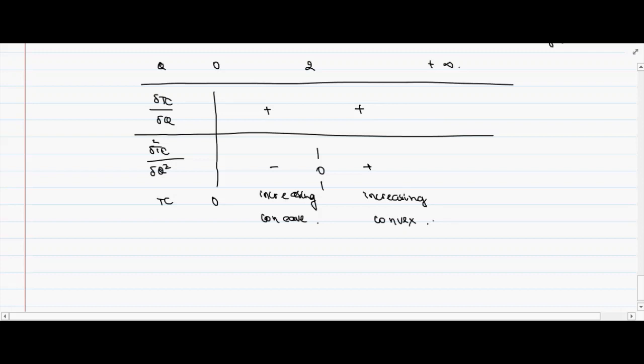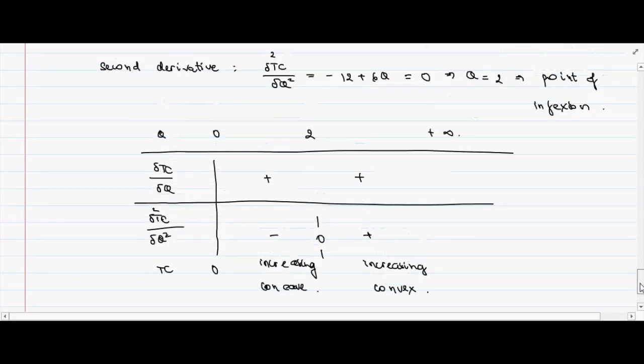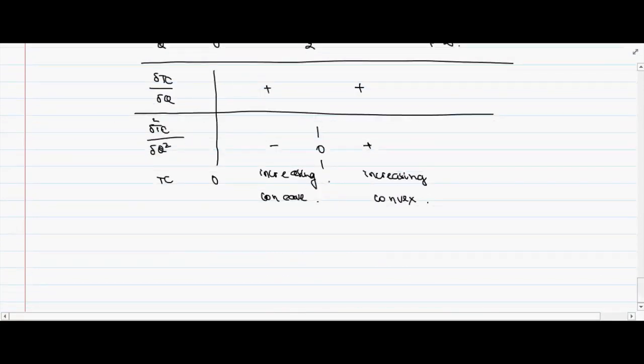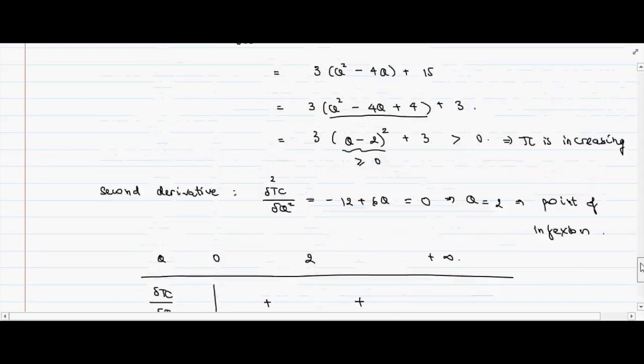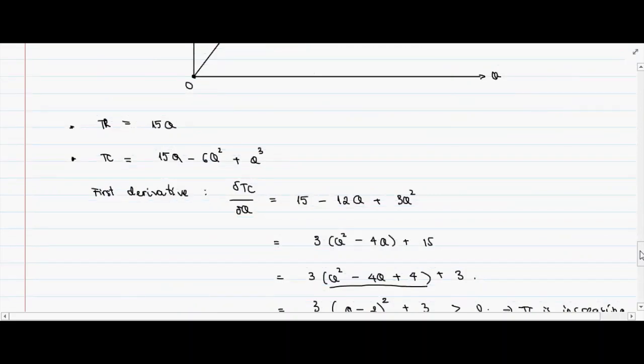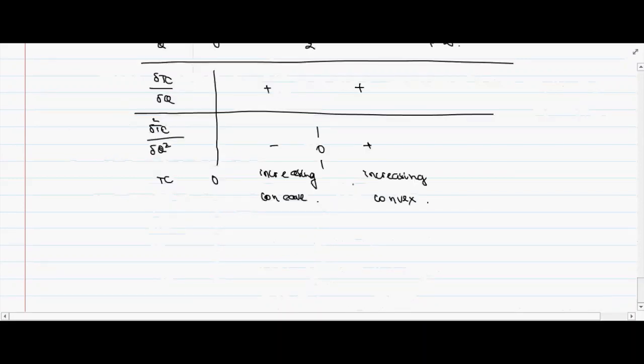Therefore, at the quantity equal to 2, the total cost is going to be, if I substitute 2 into here, I get 15 times 2 minus 6 times 2 squared, which is 4, plus 2 cubed, which is 8, and so that is 14. So at the quantity equal to 2, total cost is equal to 14.